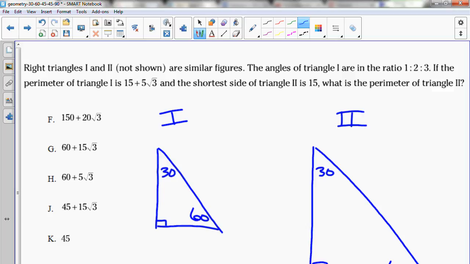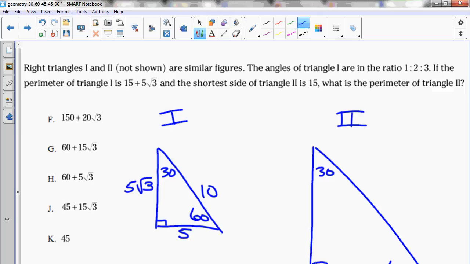So it says that the perimeter of triangle 1 is 15 plus 5 square root of 3. Where's that 5 square root of 3 going to go? On the long leg, so here? Yeah, so that would be 5 square root of 3. The short leg would be 5. And the hypotenuse would be 10. Okay. Now what was 15? The shortest side of triangle 2 is 15. Now y'all see why I drew it bigger? Obviously it's bigger. Okay. Now, what's the perimeter of triangle 2?